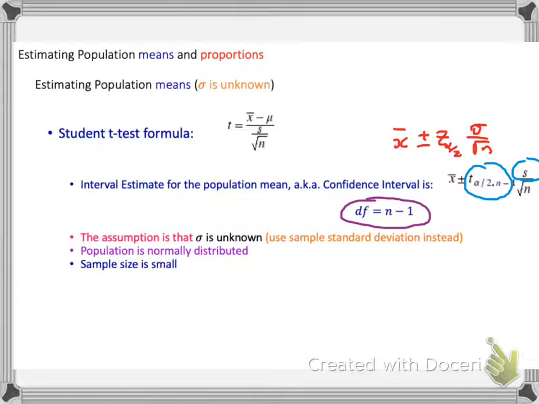The assumptions are fairly similar to what we had previously. The assumption is that the population standard deviation is not known, but the population is still normally distributed, and the sample size in this case is small. It will not necessarily be up to 30 in this case, because the population is assumed to be approximately normally distributed.